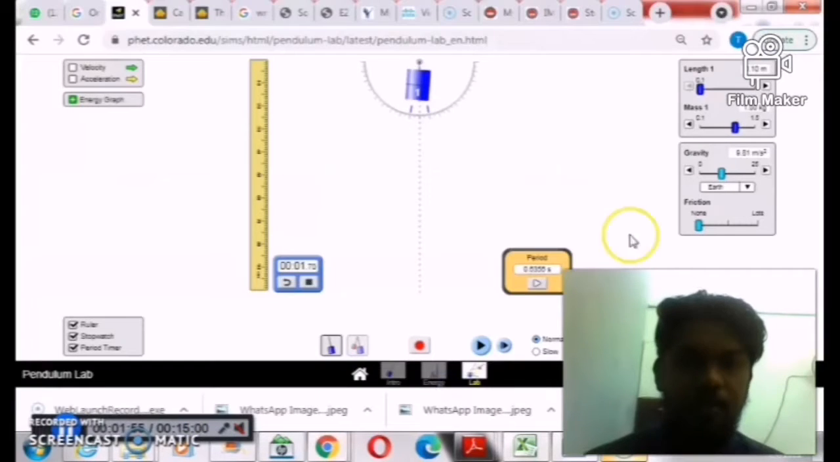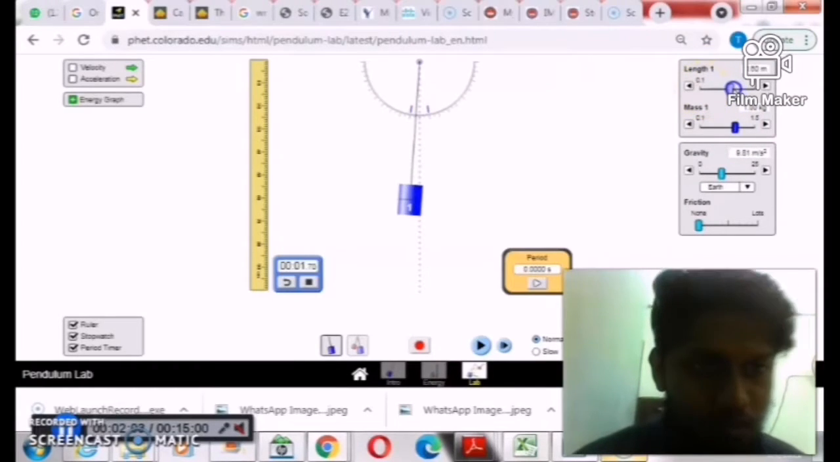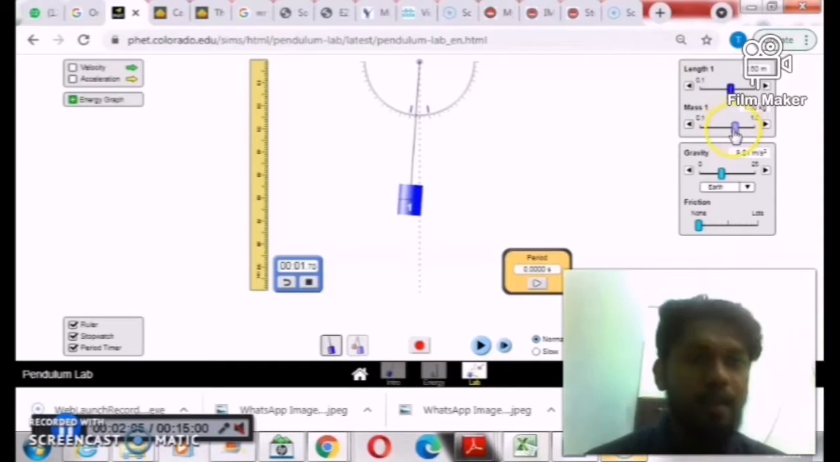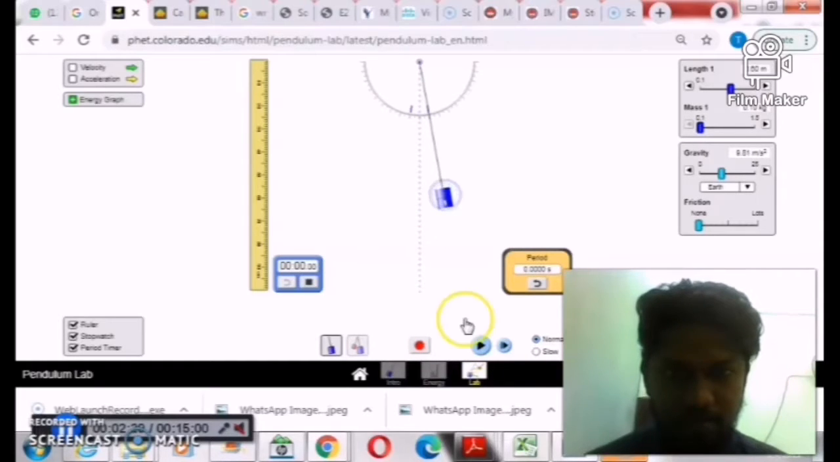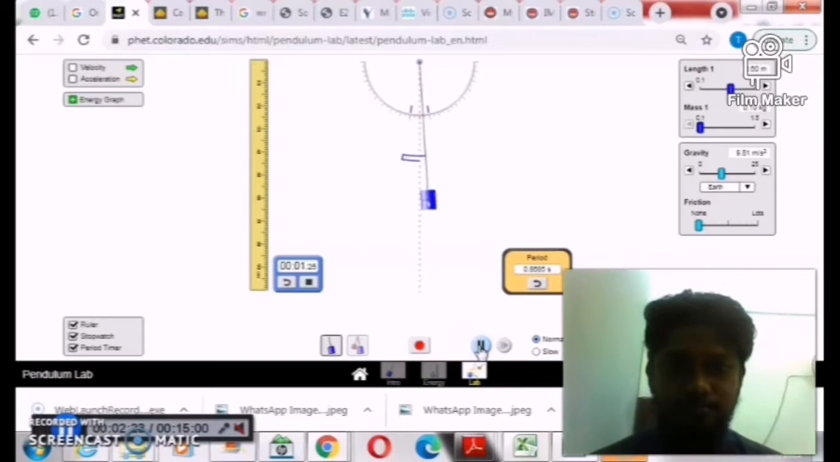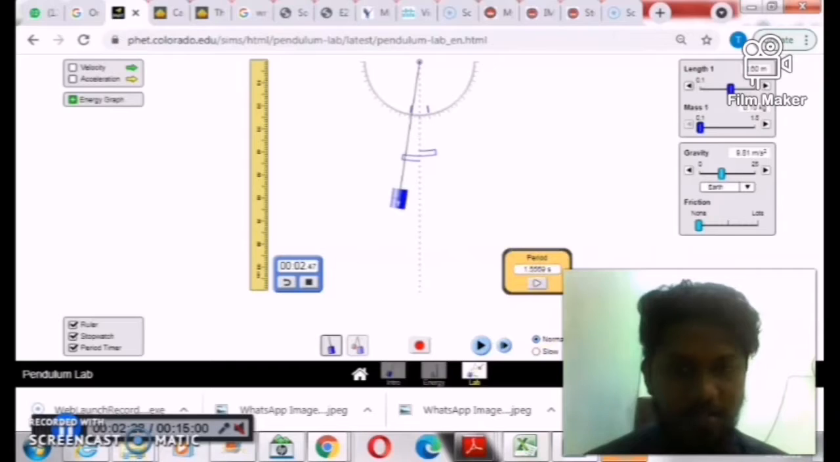For the second experiment, we keep the length constant but we change the mass. So we keep the length constant at 0.6 meter, which is equivalent to 60 cm, and we start with a mass of 0.1 kg. We restart the timer, we adjust the amplitude to 10 degrees and we start the swing. Now we can get the period for one oscillation. In order to calculate the time taken to complete 50 oscillations, we multiply the period value by 50.